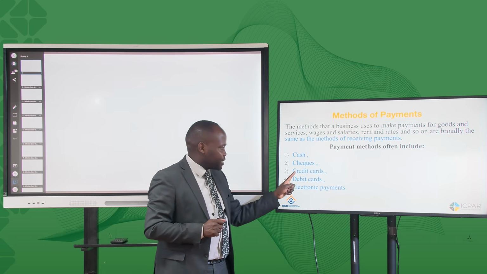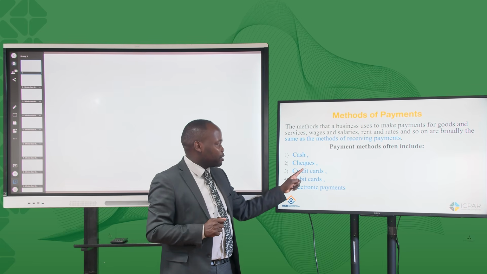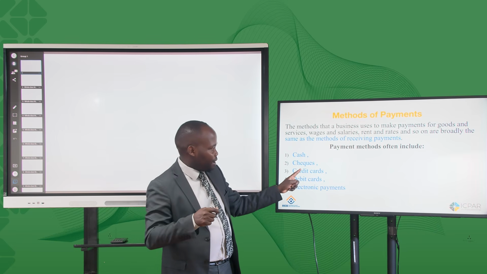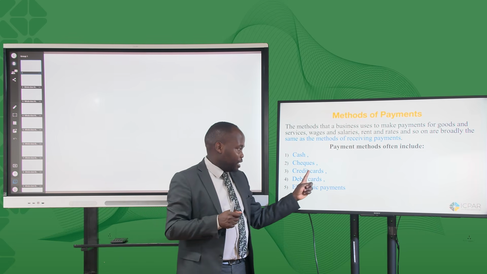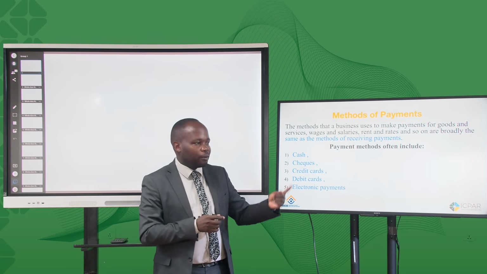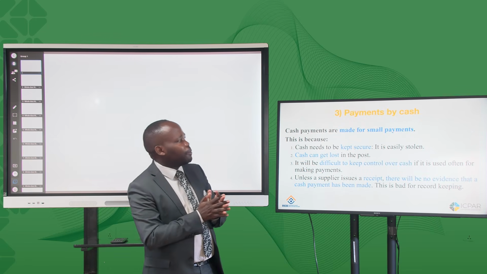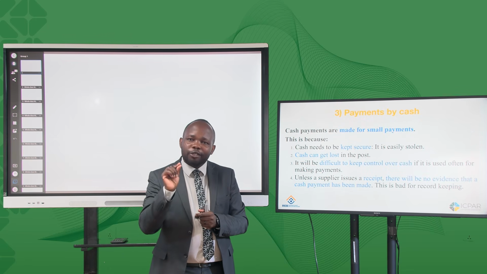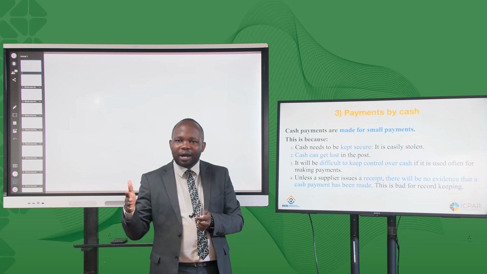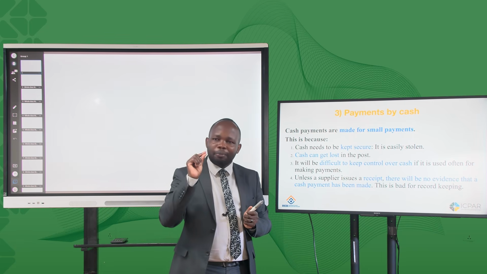Cash, checks, credit cards, debit cards, which we had already explained the difference between in a previous unit. When we were looking at unit number 5, we looked at the difference between credit cards and debit cards, and then other forms of electronic payments. Number 3, payment by cash. We should always try to restrict payment by cash, but we can never avoid payment by cash. So cash payments are made for small payments.